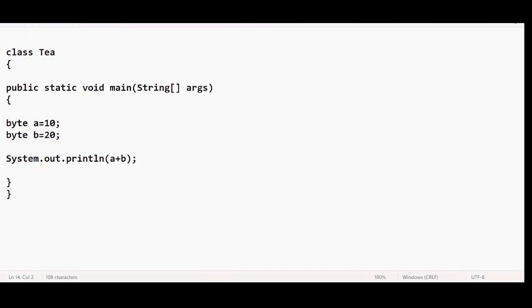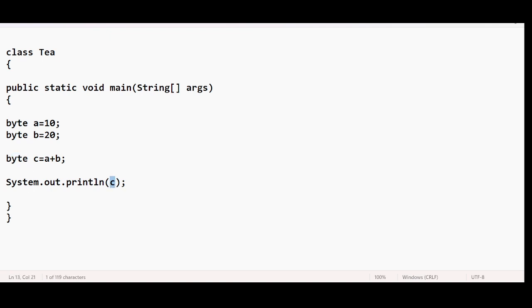But the question you could encounter is, if I do byte c equal to a plus b, and then try to print c. We are saying that internally System.out.println will convert it to integer data type. But I am specifically using c, and c is the byte data type. It is expecting integer data type.